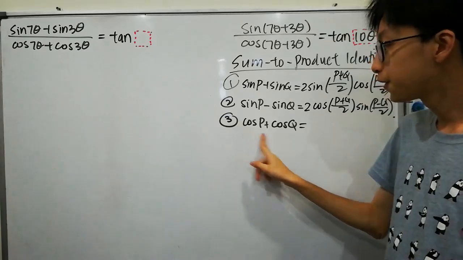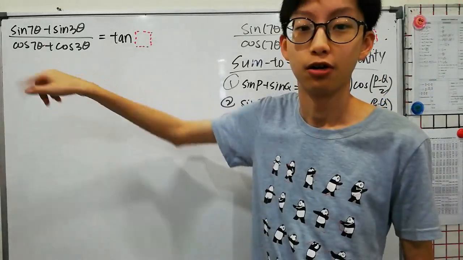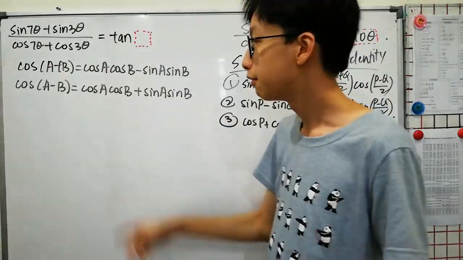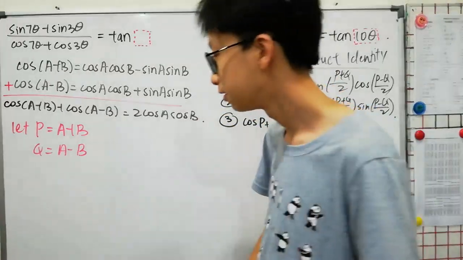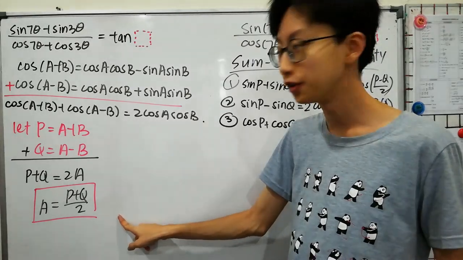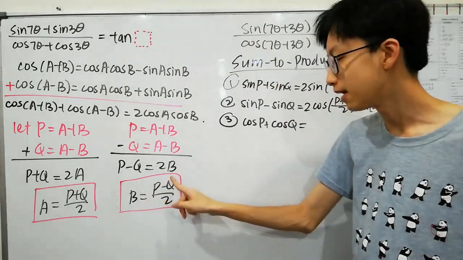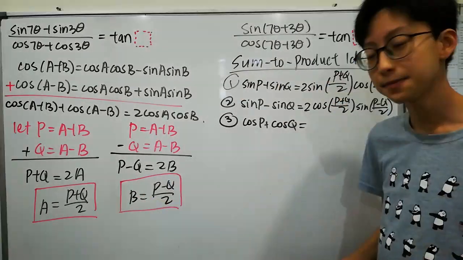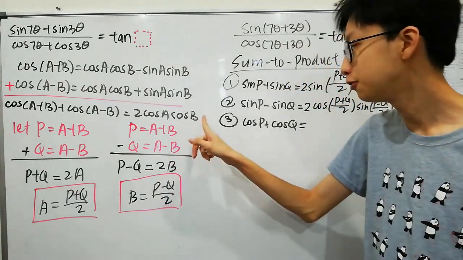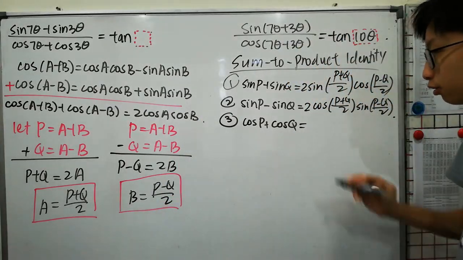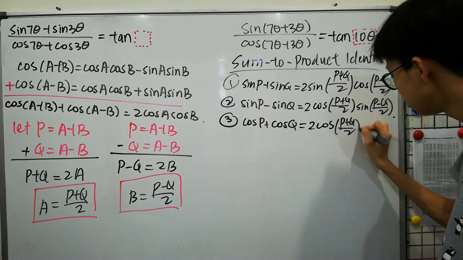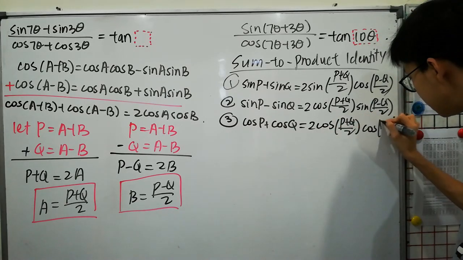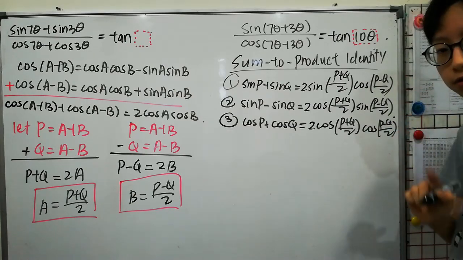Good. The third one is actually what we want below. So, same thing. Start with the cos compound angle. Add the two of them together. Same substitution. A equals (P plus Q) over 2. And B equals (P minus Q) over 2. And last but not least, sub A and B into the equation. We'll have 2 cos((P plus Q) over 2) cos((P minus Q) over 2).